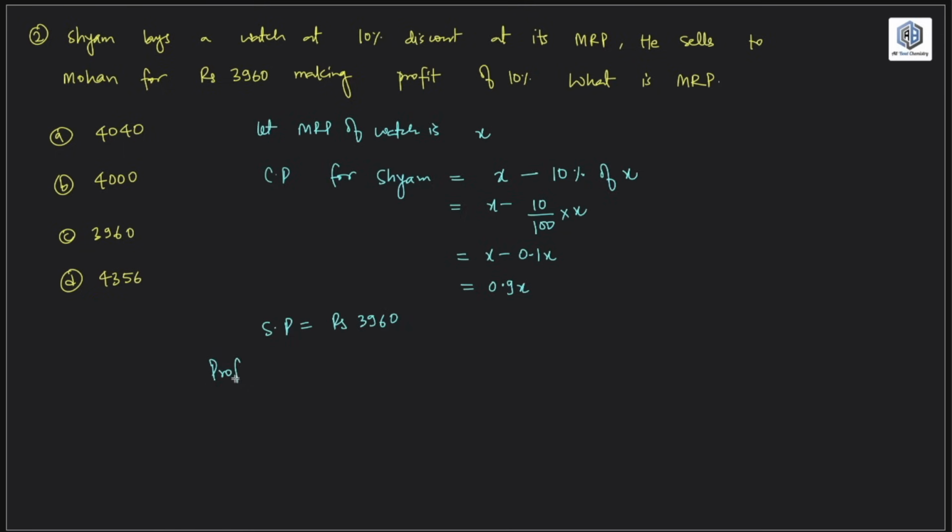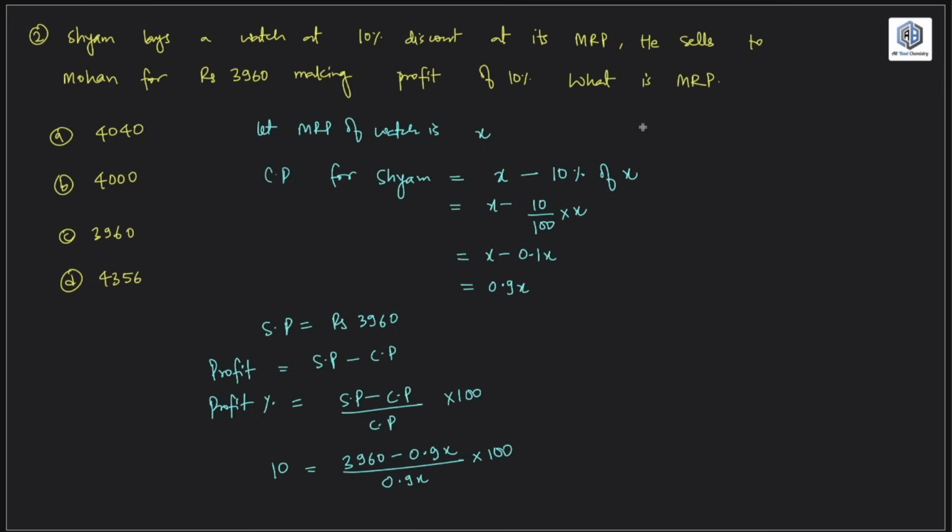The profit is calculated as selling price minus cost price, right? And profit percent is calculated as (selling price minus cost price) divided by cost price into 100. That's how we calculate profit percent. So if you substitute the values, the selling price is 3960 minus the cost price 0.9x, divided by 0.9x, and into 100. Remember, we have to calculate x. Its value is already given to you as 10.